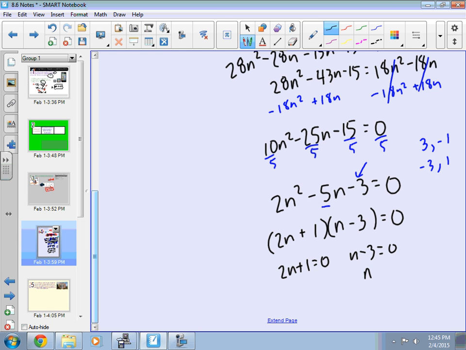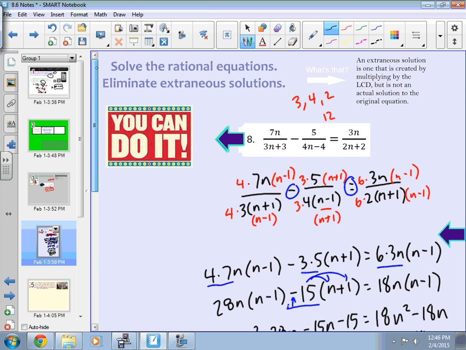So one answer is 3. The other answer would be negative 1/2. Now remember, you got to check your answers. Does 3 and negative 1/2 work back on the original problem? Well, if we put 3 in here, that one looks fine. That one's not going to be 0, and that one doesn't equal 0. So 3 is a good answer.